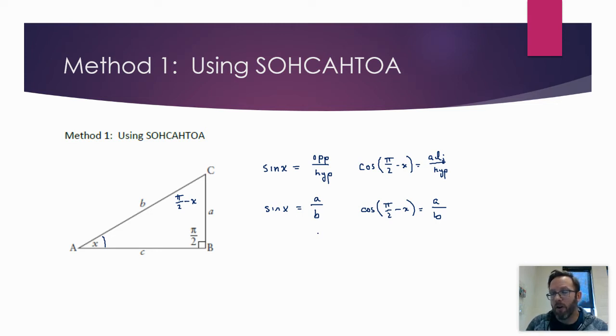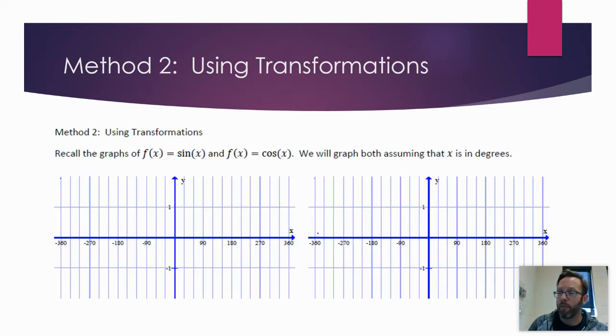Now, you'll have to know this only illustrates the idea for angles between 0 and pi by 2 radians. Our next method will illustrate it for all values of the angle x, and we're going to use transformations. We look at the graphs of trigonometric functions in more detail in our next unit, but we can actually use transformations to show these cofunction identities, and we're going to do it.